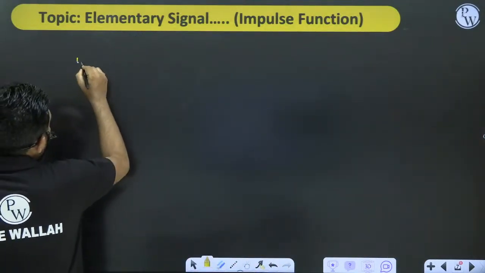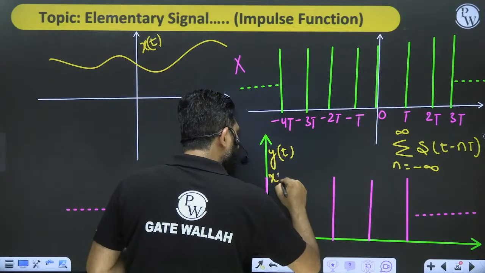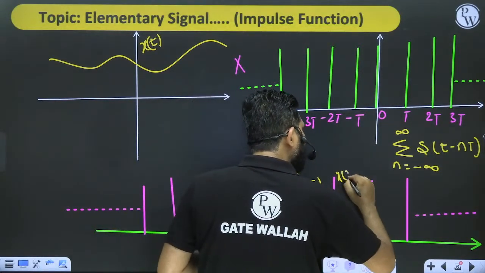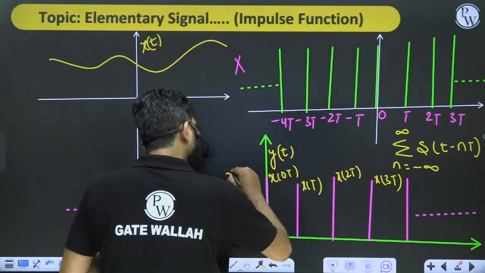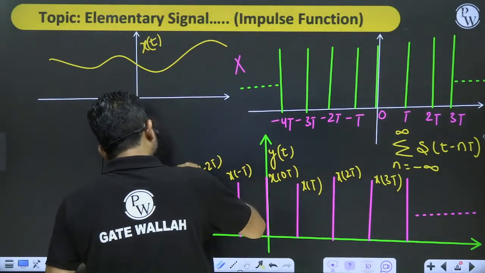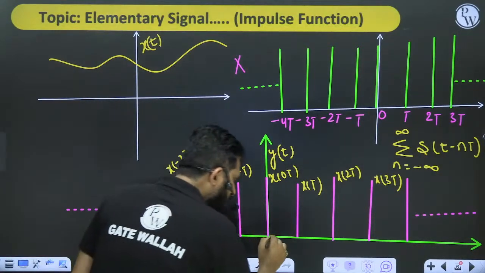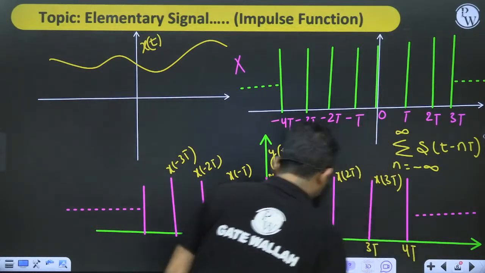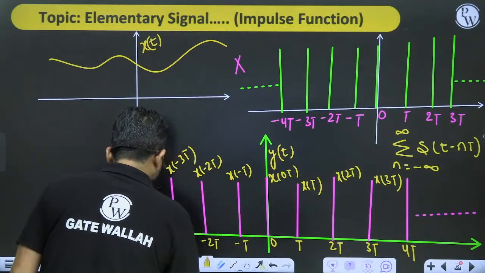See, I can write this y of t as this one. What this is, x of 0, this is x of T, this is x of 2T, this is x of 3T, and so on. This is x of minus T, this is x of minus 2T, this is x of minus 3T, and so on. This is 0, that is T, that is 2T, that is 3T, that is 4T, and so on. This is minus T, minus 2T, minus 3T, minus 4T, and so on.